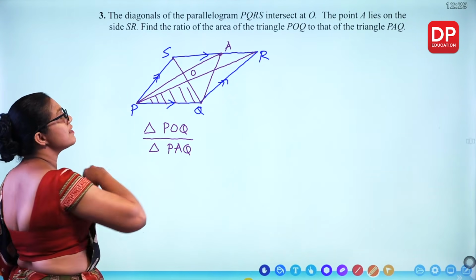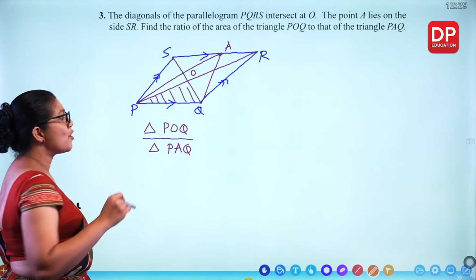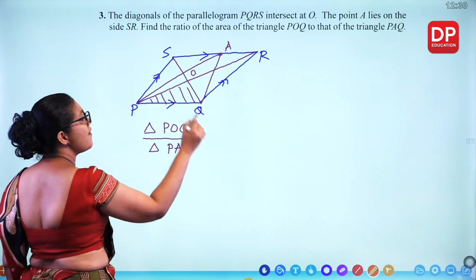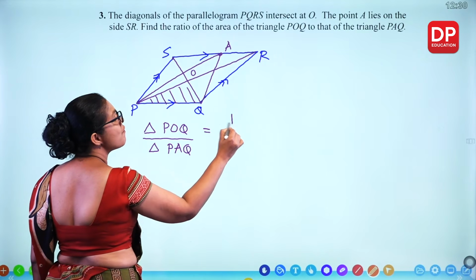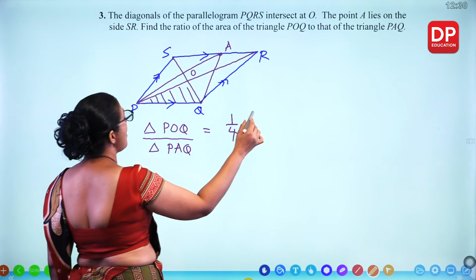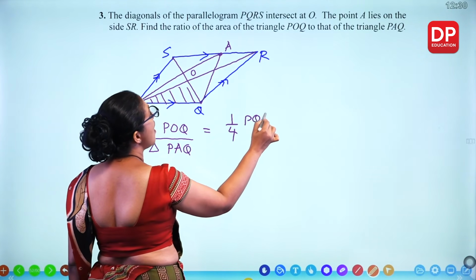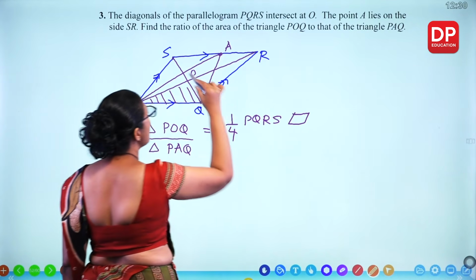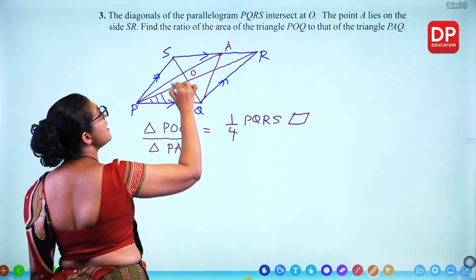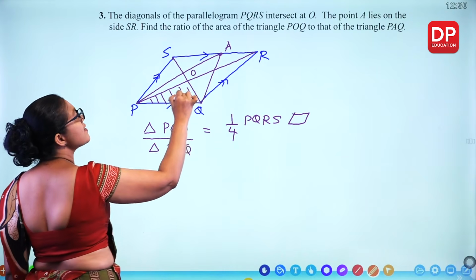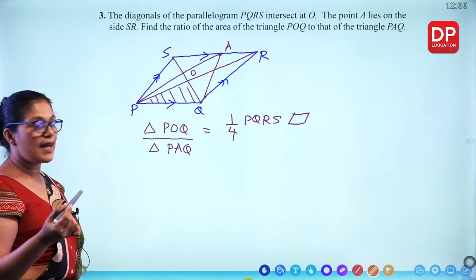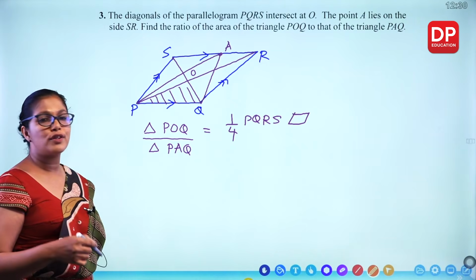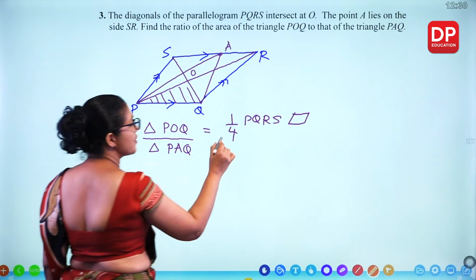When you look at the diagram, what can you say about POQ area? POQ area is 1/4 of the PQRS parallelogram, because these two are diagonals and equal areas are there. 4 equal parts are there. So one is POQ triangle. So that's 1/4 of PQRS parallelogram.